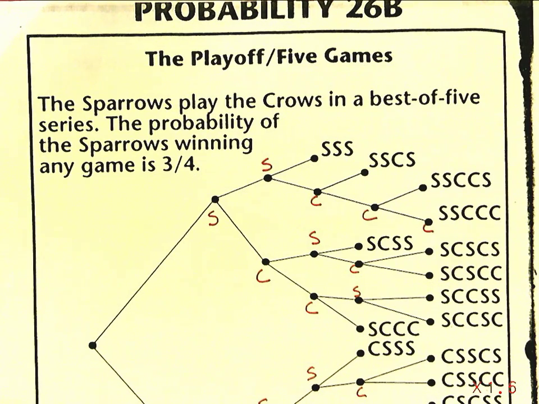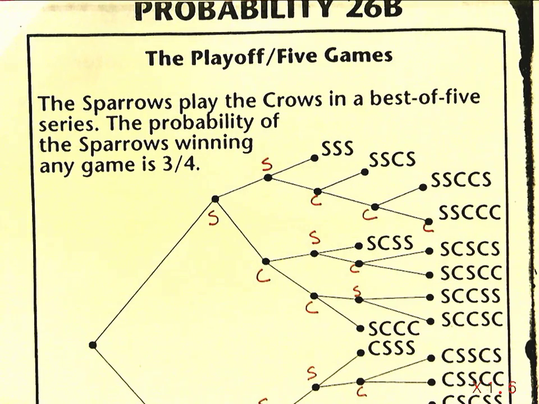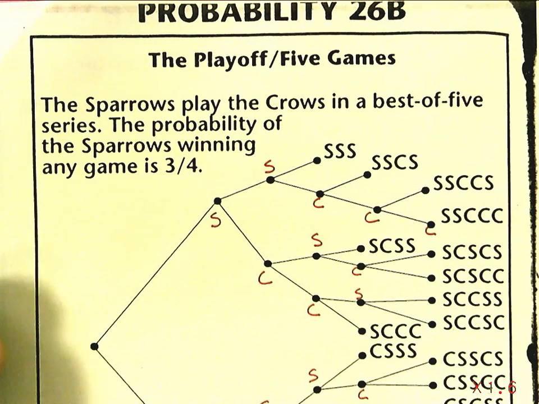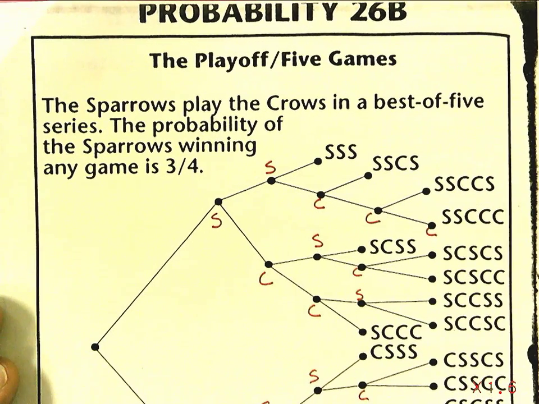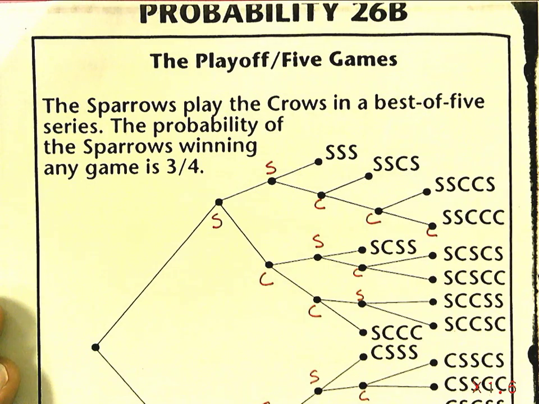So this is a follow-up to probability 26A, and in 26A we were looking at a 3-game series, and now we already have the tree diagram done for us for a 5-game series between these two teams where the Sparrows have a probability of 3/4 of winning any of the games. So now what we want to do is look at how some of these probabilities are determined.